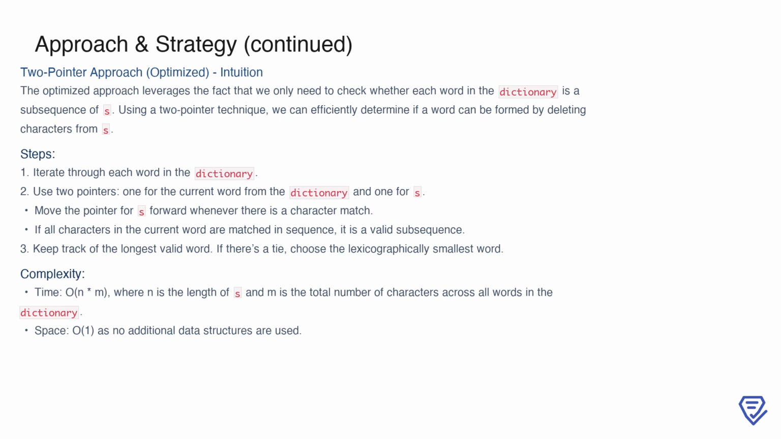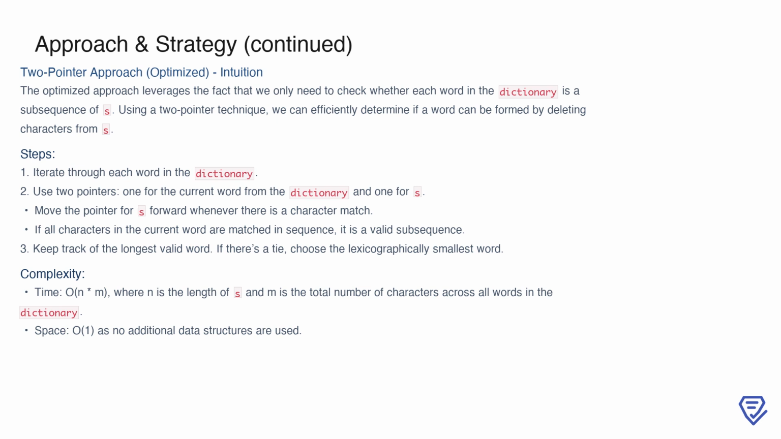As we iterate through each word in the dictionary, we move the pointer for s forward whenever there is a character match. If we successfully match all characters of the word in sequence, it is deemed a valid subsequence. Throughout this process, we keep track of the longest valid word, choosing the lexicographically smallest one in case of ties.